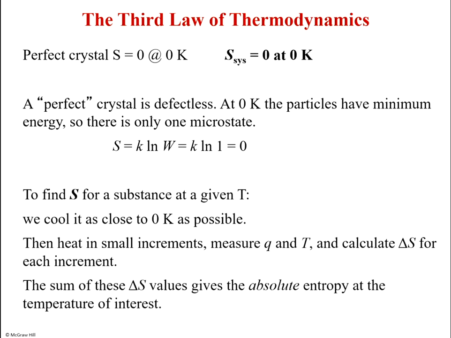To find S for a substance at a given temperature, we cool it as close as possible to 0 Kelvin, and then we heat it in small increments, effectively reversible increments, measuring Q reversible and the temperature, and then calculating delta S for each increment. Then, if we take this up to some higher temperature, the sum of all these delta S values will give us the absolute entropy at the temperature of interest. So we can measure absolute values for entropies, unlike enthalpies where we cannot measure their absolute values.